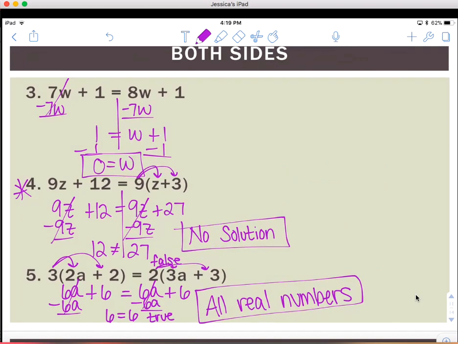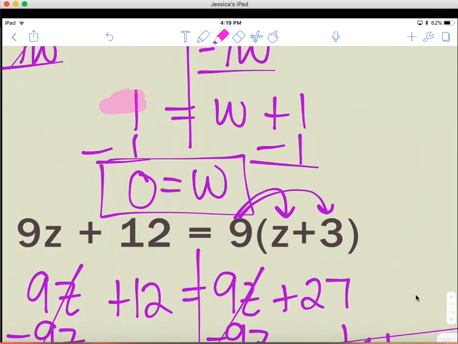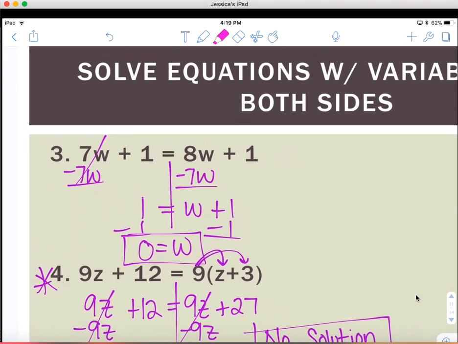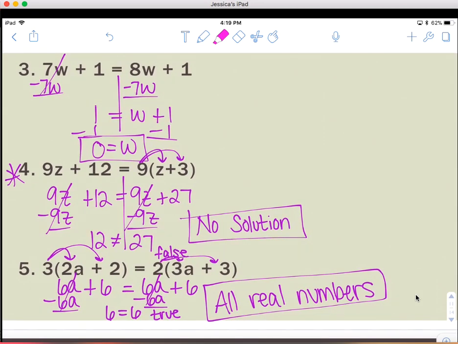So take a second to compare the 3 problems we just did. On the first one, we did have our numbers cancel. We did get 0, but w did not cancel. It's okay to have 0 as an answer. 0 is a valid answer.